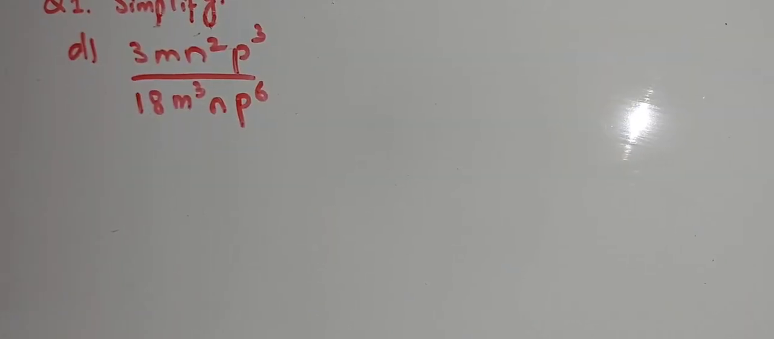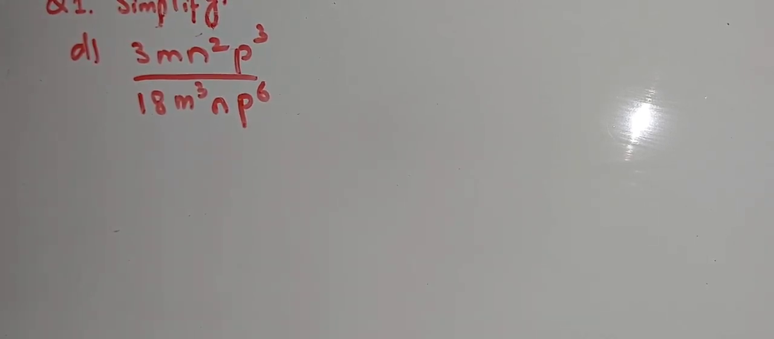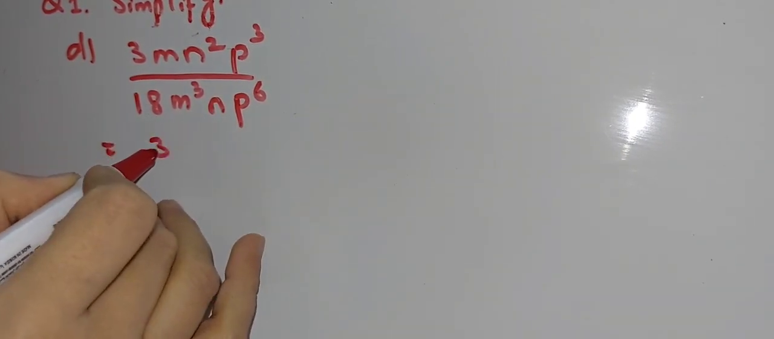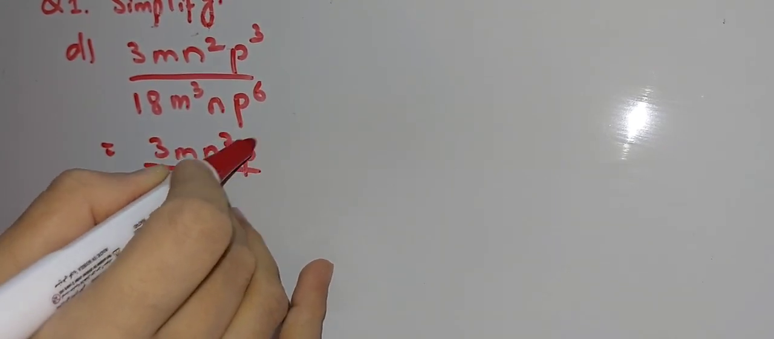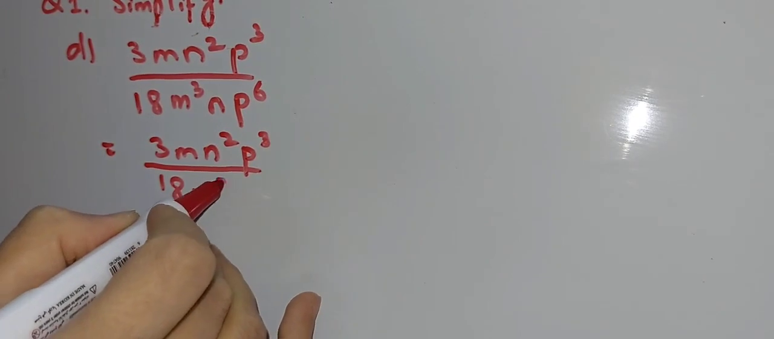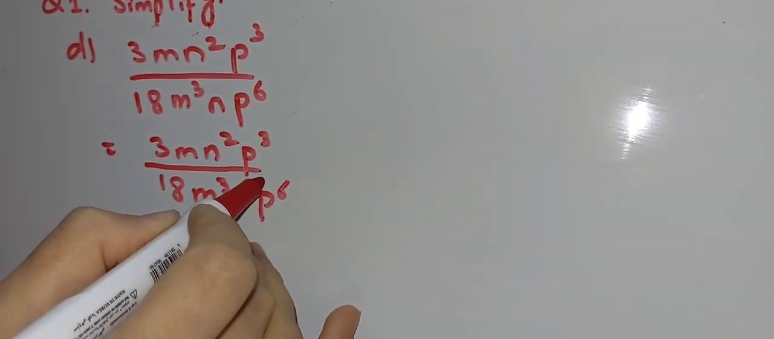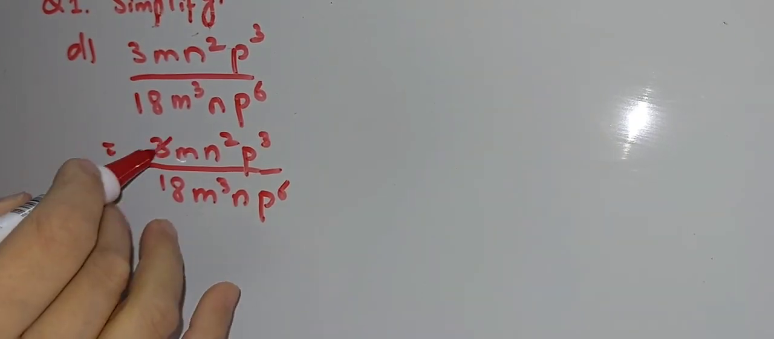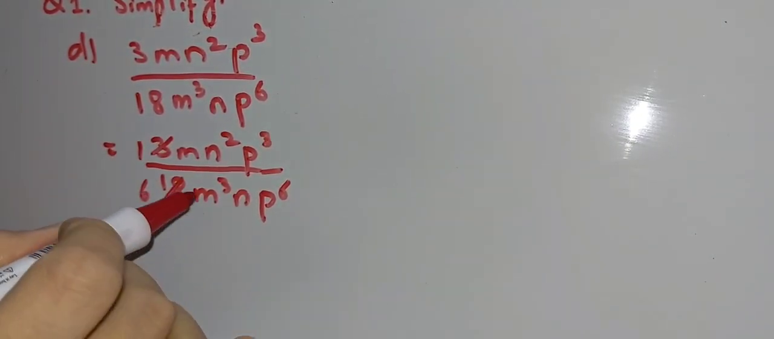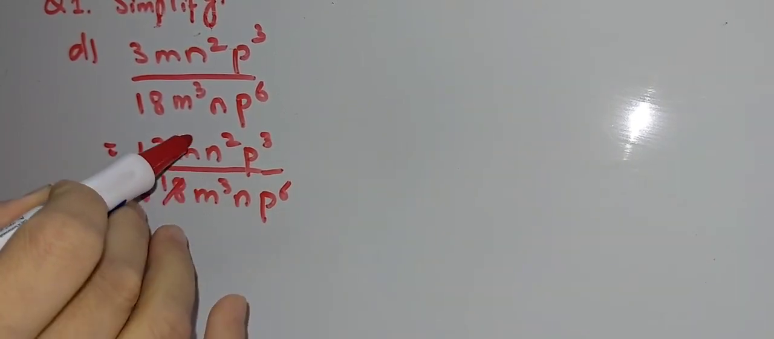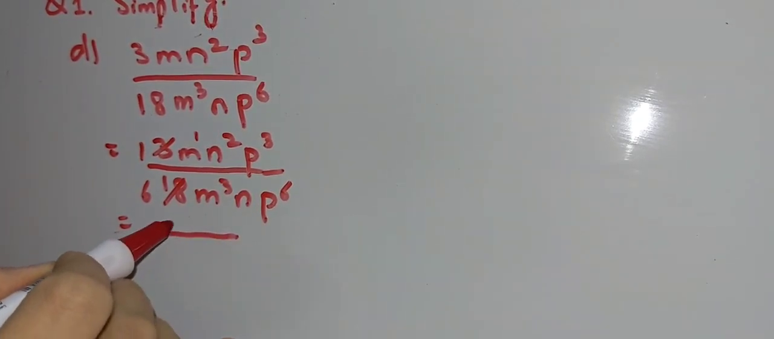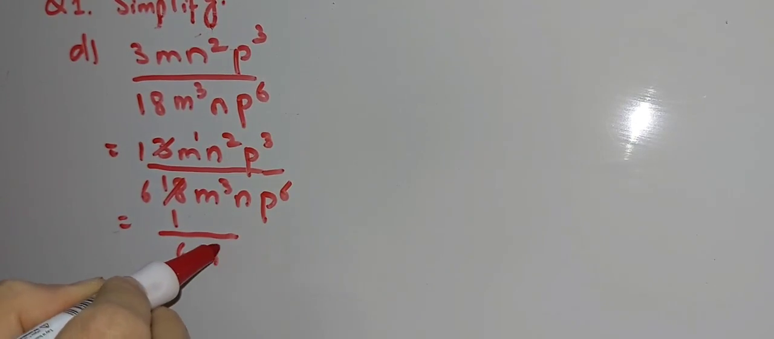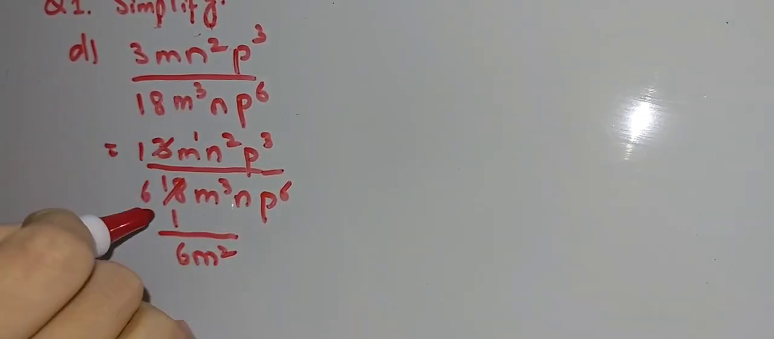Part D is 3mn square p cube upon 18m cube and p6. First of all we have to solve 3 and 18. Then m n square and p cube, here we have m cube, n and p 6. First of all 3 ones are 3, 3 sixes are 18. Now what is left? M 1 and 3 minus 1, so it will become 1 upon 6 m square. 3 minus 1 is 2, and this m will cut.